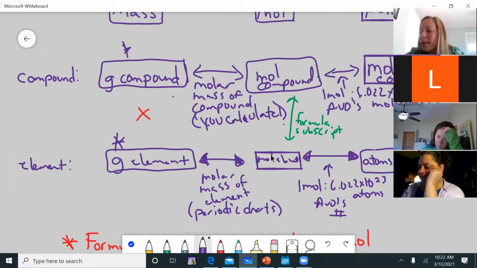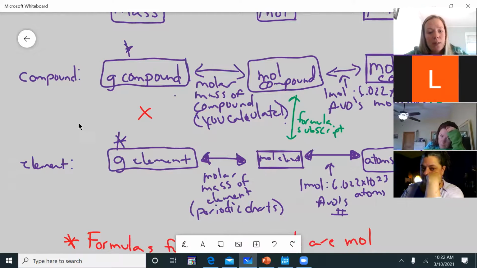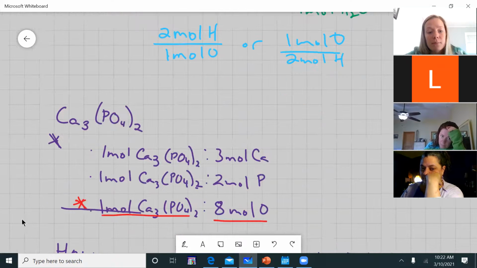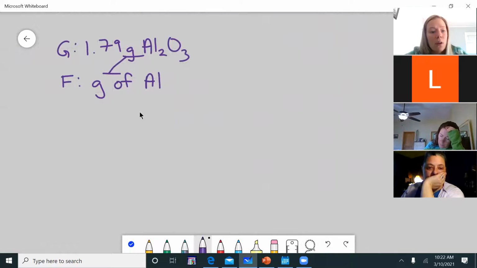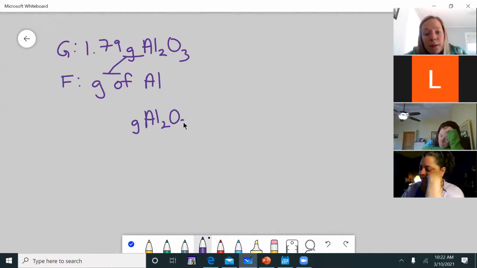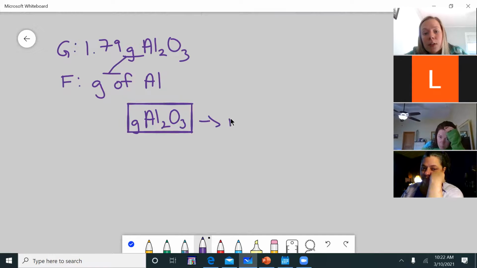And then once we have moles of the element, I can convert back to grams of the element. So the flow chart is here to here to here to here. And if we do it specifically for this problem, which I will work with you together, and then I'll give you one on your own. If we work this one, we need to start with grams of the compound, Al2O3. We need to first convert it into moles of the compound, Al2O3.